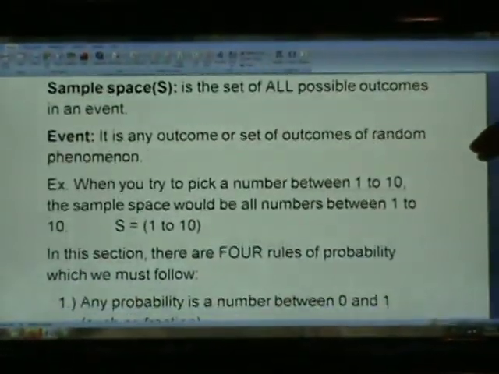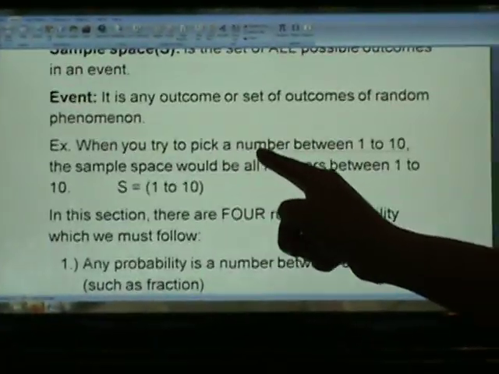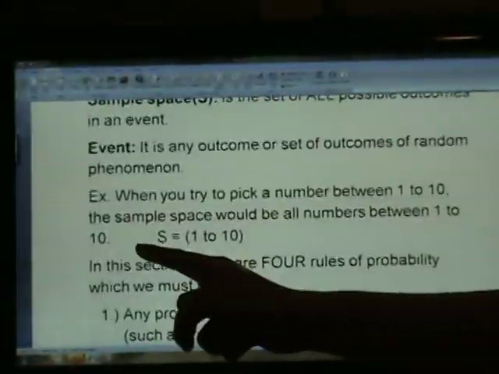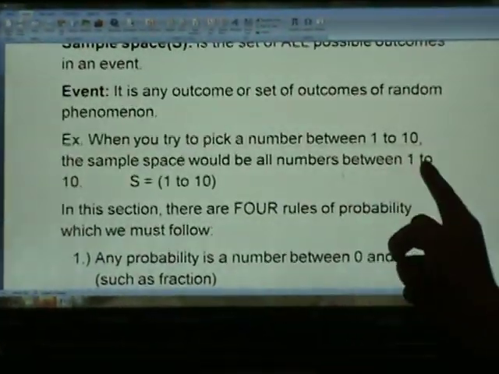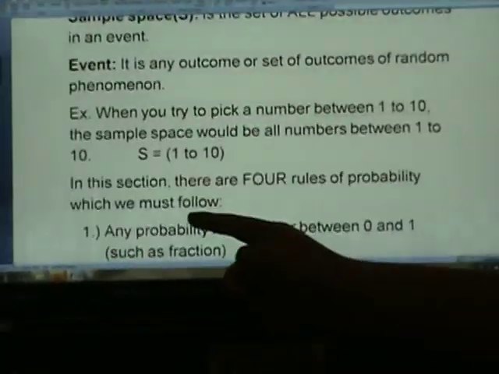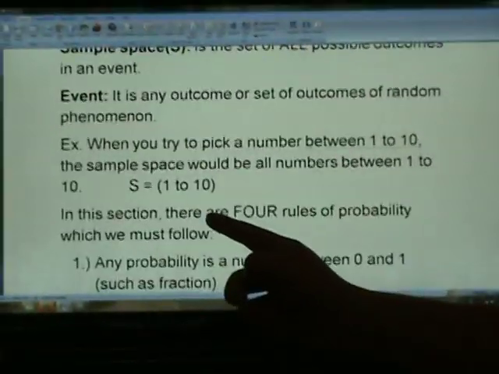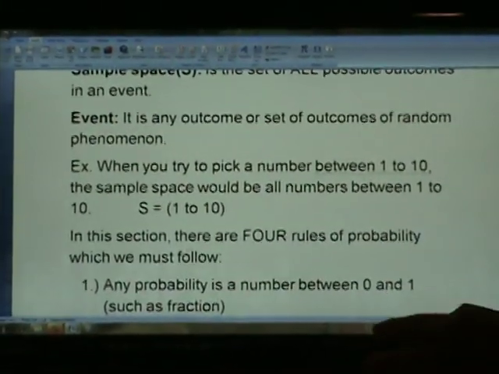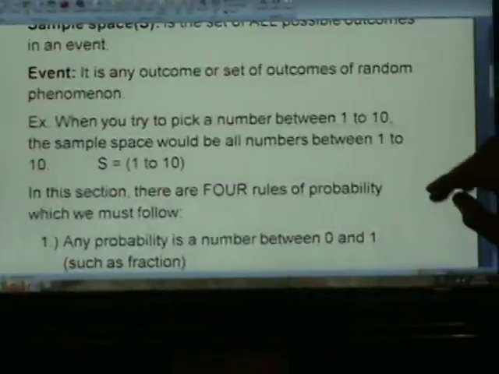So what exactly is sample space? I'll give you an example. When you try to pick a number between 1 to 10, the sample space would be all numbers between 1 to 10. So it would look like S equals the set of 1, 2, 3, 4, 5, 6, and so on.